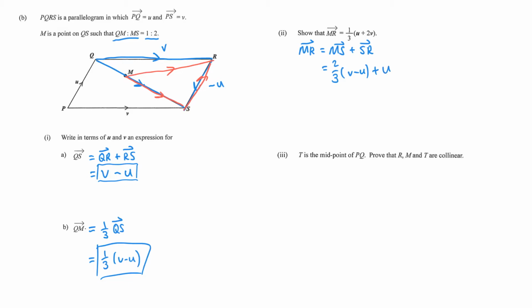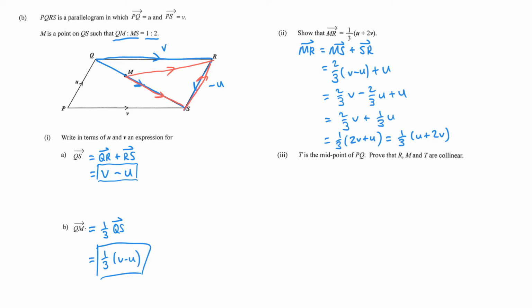Now let's simplify this. If I distribute the 2/3, I have 2/3 v minus 2/3 u, and then plus u. This simplifies to 2/3 v plus 1/3 u. Next, let's factor a 1/3 from both of these terms. We get 1/3 times (2v plus u). Well, the 2v and the u can be reordered, so we can write this as 1/3 times (u plus 2v). So we've shown here that the vector MR can be expressed as 1/3 times (u plus 2v).